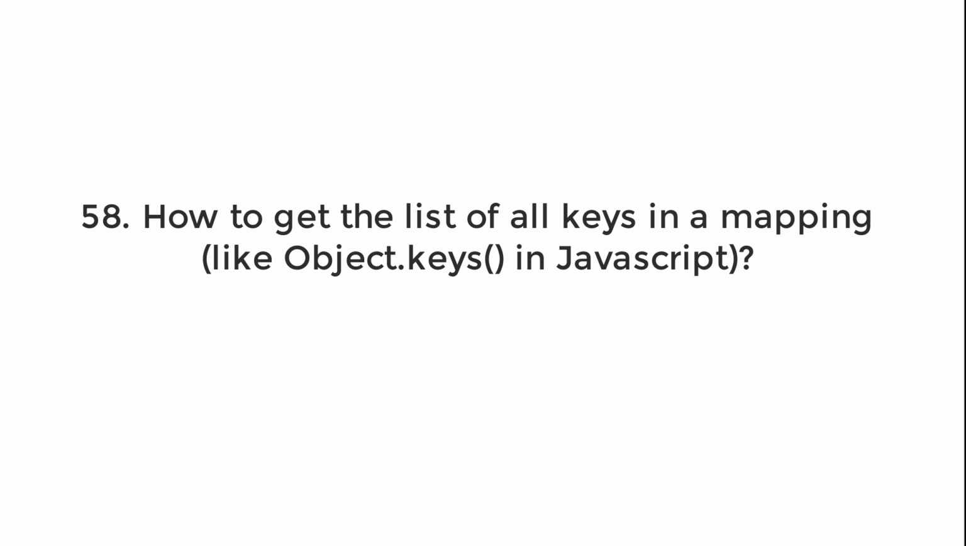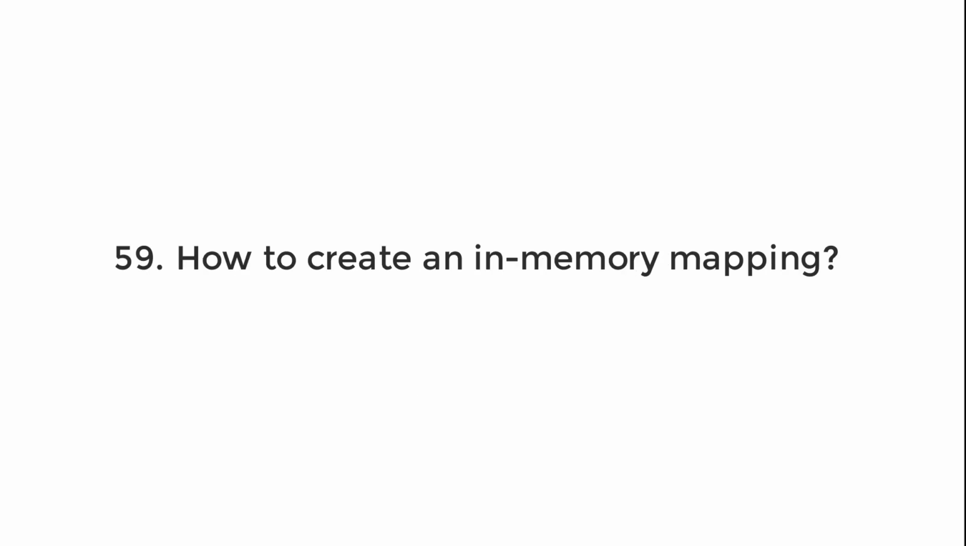How to get the list of all the keys in a mapping, a little bit like Object.keys in JavaScript. It's not possible. Smart contracts don't keep track of the list of entries in a mapping. You need to already know which key you want to access, or you can store a list of all the keys in a separate array. How to create an in-memory mapping in Solidity. It's not possible. The memory location of mappings can only be storage.